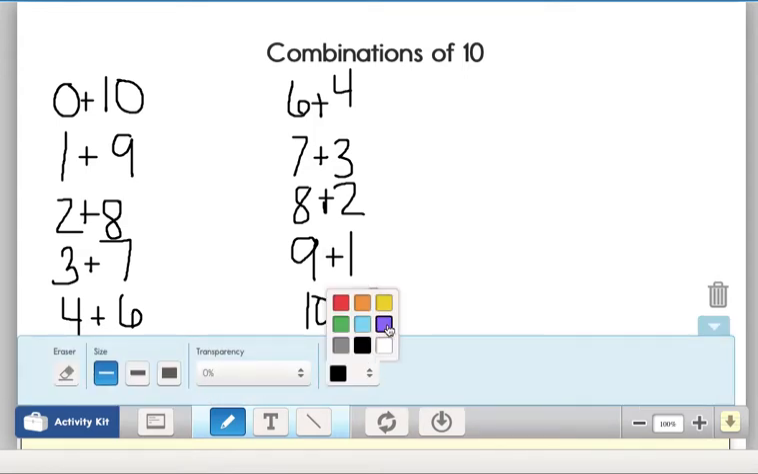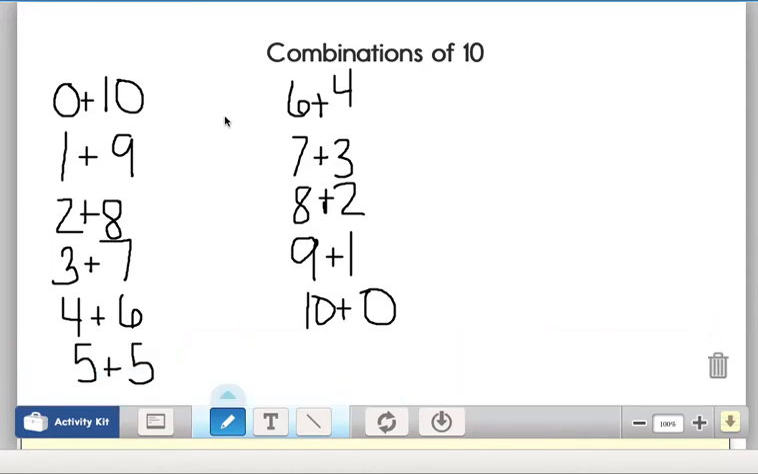Now, I want you to notice something. I'm going to change my color here. Got to do my purple. Okay, I want you to notice something. So these are our combinations of 10. When we talked about this the other day, I wanted to show you the pattern that we can use to make our combinations of 10. And as much as we can remember these numbers, it's a lot easier to remember them if we remember the pattern that we use to write them out.